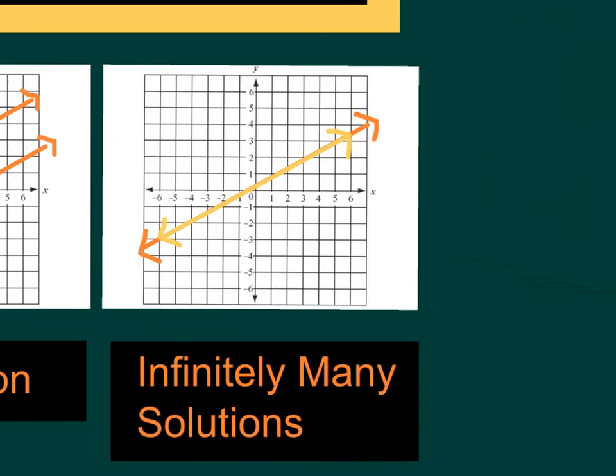Lastly, we've got infinitely many solutions. All right, this one's a little odd, but bear with me. You see we've got a line, this yellow line, directly on top of this orange line. These are two different lines that are basically completely overlapping one another, right? And if I said name a point that these intersect, it would be here, here, here, here, and everywhere, because they're the same line, technically, they intersect everywhere. And that's why we say that these types have infinitely many solutions.